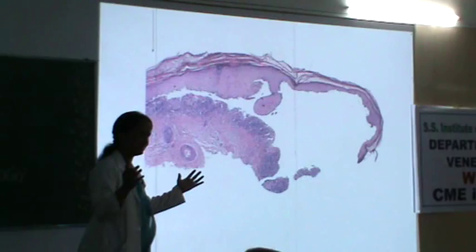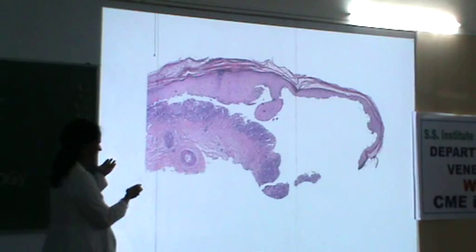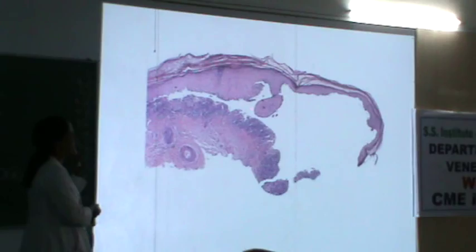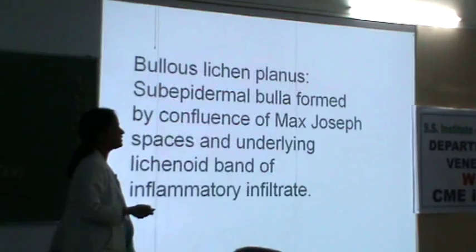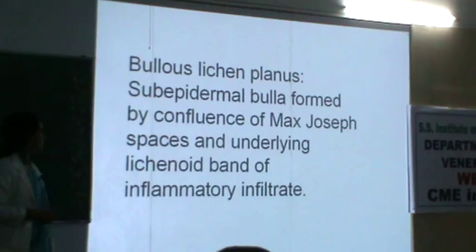Full-blown lichen planus. It has all the features. Yes, epidermal hyperplasia, the lichenoid infiltrate, extensive basal cell vacuolation leading to a bulla formation. So this is bullous lichen planus. So yeah, I think I end here.